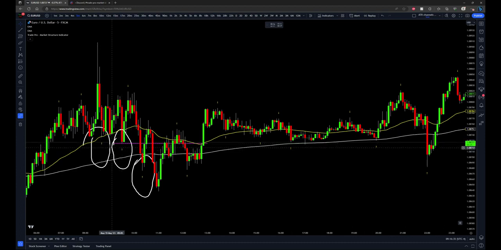Then we see a second that forms lower than the first, so we can start looking for this to push down and take out the low of the second. And it does so here, so in this area we'd be looking to get long, looking for a move to the upside, and that is the setup there. So let's take a look at another.